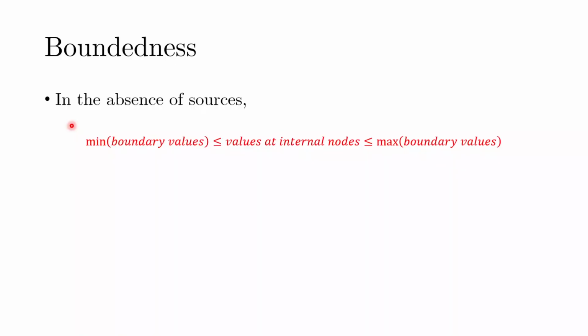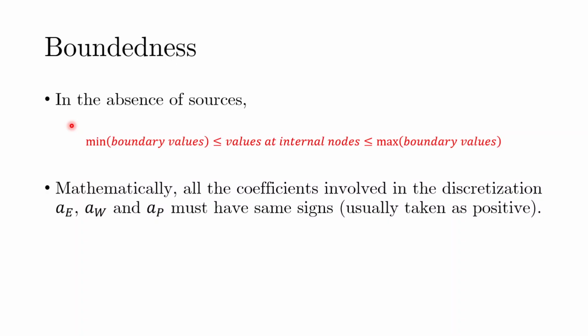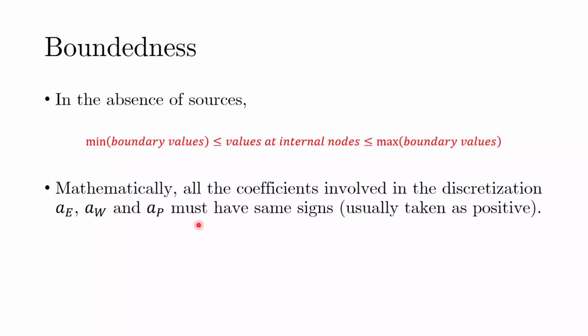So the idea becomes that mathematically, the coefficients that are involved in the finite volume discretization, that is, the coefficients AE, AW, and AP in the 1D system, and the coefficients including these plus AN and AS in the 2D system, must have the same sign. And in general CFD, it is usually taken as positive. That is, all these coefficients must be positive. Now, let us see whether this is true or not for the central differencing scheme.